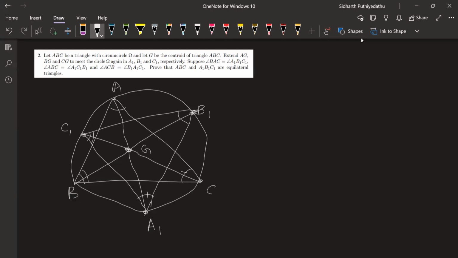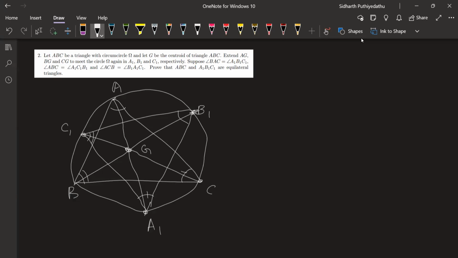Clearly, ABC equilateral would imply the other is equilateral because they're similar. So now they've given us a lot of angles and we're in a circle. It's very natural that we should just be able to angle chase and get some good condition here. So let's just go forward with that.